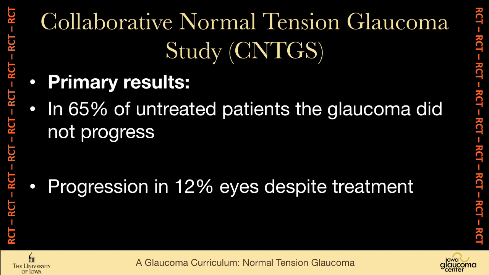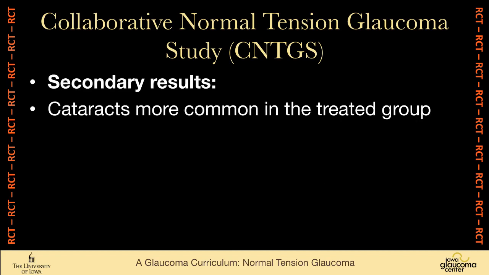It's really important to recognize that in 65% of untreated patients in the study, there was no progression of glaucoma. And as I said, there was 12% of eyes that did progress despite treatment. Patients who were treated were more likely to have cataracts. Some of this was from surgery. Back then pilocarpine was being used, but cataracts were more typically seen in the treated than the untreated group.